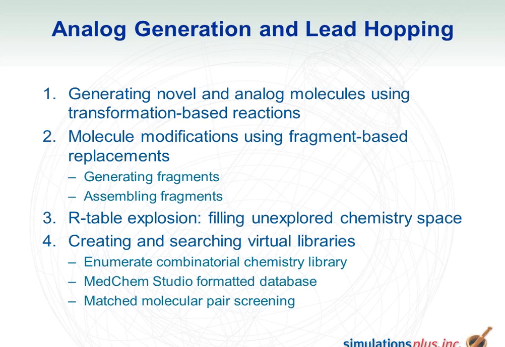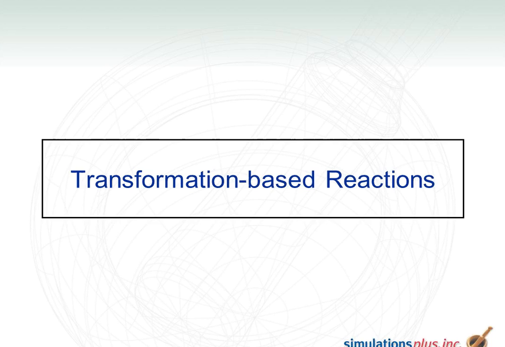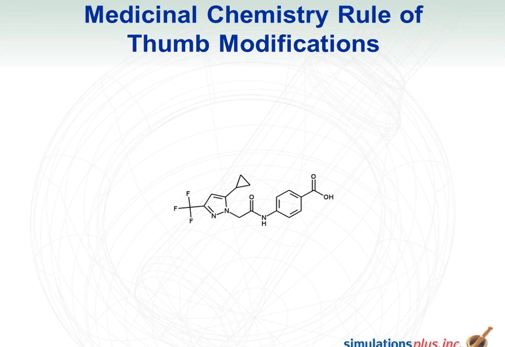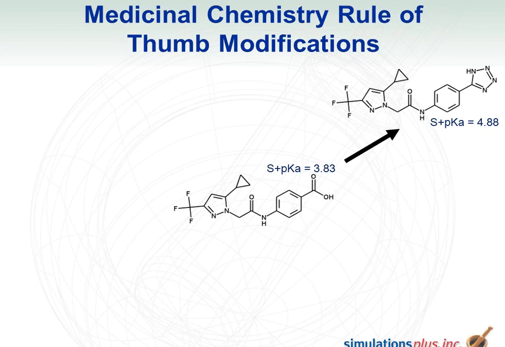This next section discusses these transformation-based reactions. If a medicinal chemist gets a compound such as this, there are some rule of thumb modifications he would typically make to the compound. This compound contains a carboxylic acid functionality, and we predict the pKa of that to be about 3.83. You might want to substitute that with a tetrazole, which has a pKa of 4.88. It's a little bit higher pKa, but maybe this will make the compound more permeable to cells and other areas where it needs to permeate through a membrane.